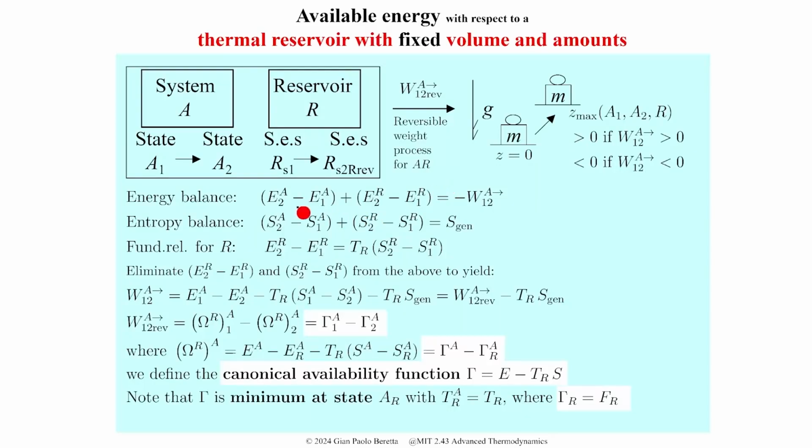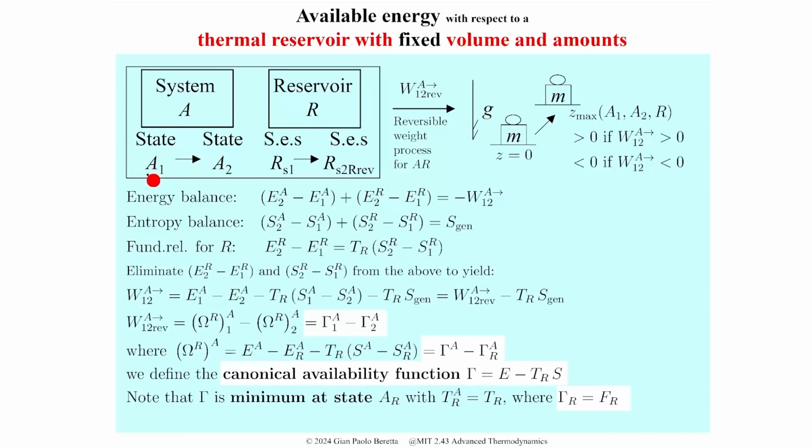Available energy. This is the setup in which I have a system and a reservoir, and they undergo a weight process. And we know that if the weight process is reversible, we can extract the maximum amount of energy when the system ends in a mutual equilibrium state with the environment, with the reservoir.